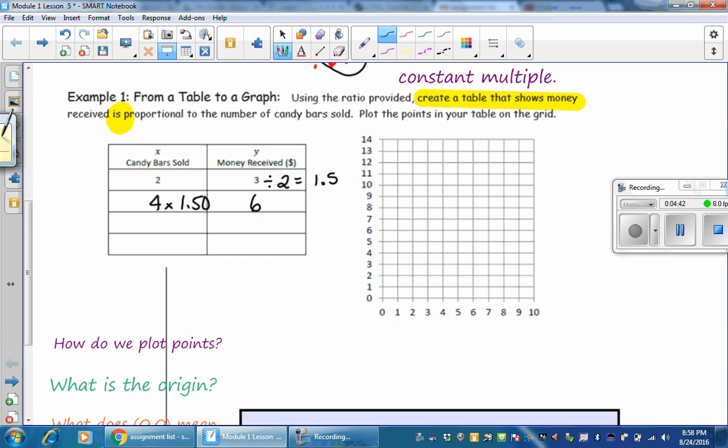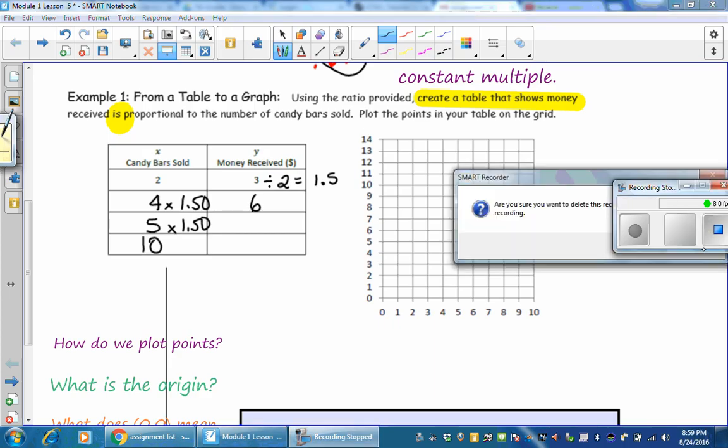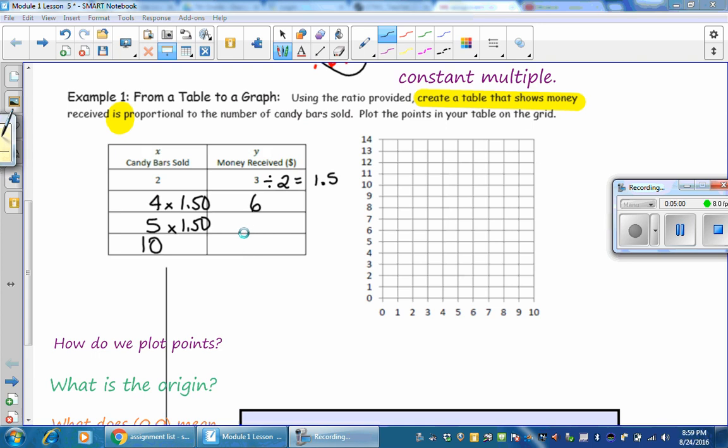What if you buy 5 candy bars times $1.50 each? And what if you buy 10 candy bars? So go ahead and pause the video and fill in the rest of this table. So for 5 candy bars, you should have $7.50. And for 10 candy bars, you should have $15.